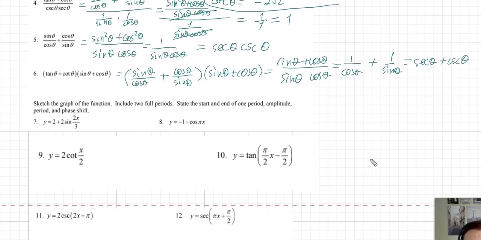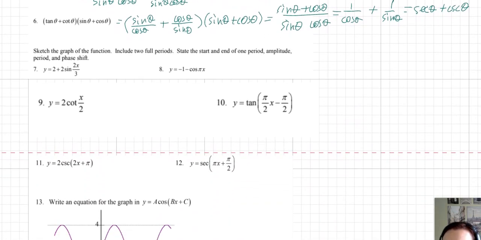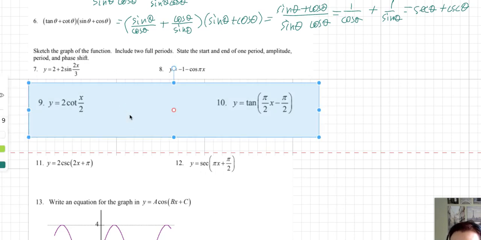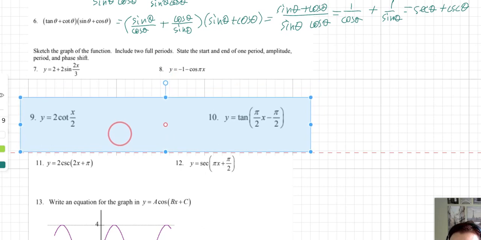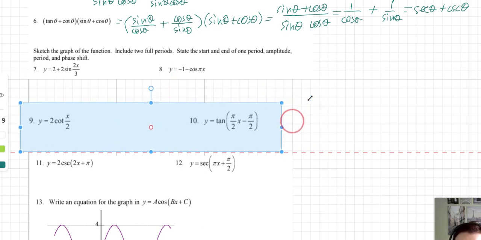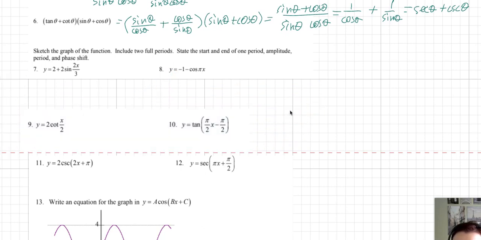We have a total of 51, so brace yourselves. Sketch the graph of the function, include 2 full periods, state the start and end of the period, amplitude, and phase shift. All right, so I'm going to bring this one down a little bit and make it a little bit smaller so that I have a little more space.